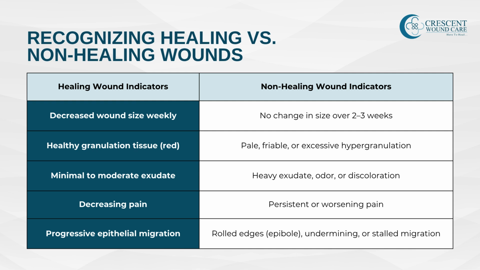Non-healing wound indicators: no change in wound size after 2 to 3 weeks of care. Granulation tissue is pale, fragile, or excessive. Heavy exudate, foul odor, or discolored drainage. Persistent or worsening pain. Rolled wound edges, epibole, undermining, or stagnant epithelialization. These signs aren't just observations, they're diagnostic clues. They tell us when a wound is healing or when it's asking for help.